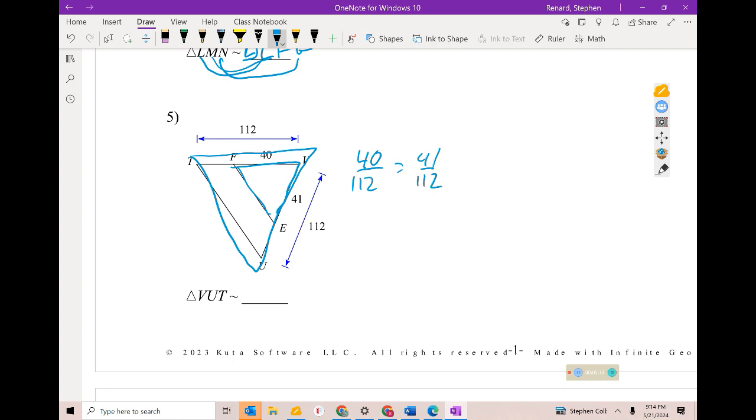Now you should be able to look at that and immediately recognize that they are not similar because those are two different numbers. Because when we sit there and cross multiply, we're going to be going 40 times 112 equals 41 times 112. And clearly those are going to be different numbers. So we're just going to go no.